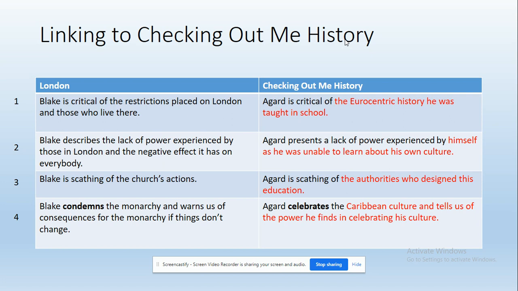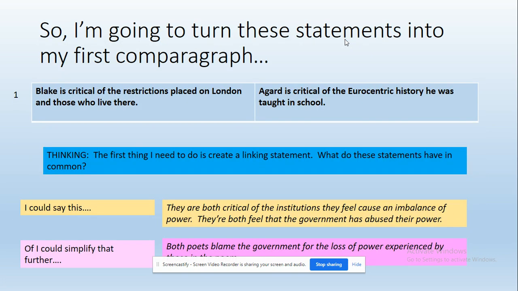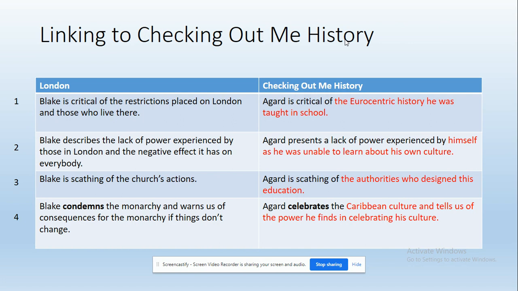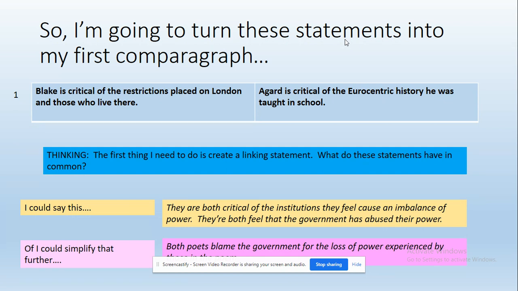So this is the process of what you go through. So I'm going to look at statement number 1. Blake is critical of the restrictions placed on London and those who live there, and Agard is critical of the Eurocentric history he was taught in school. And so here's the statement. So I'm going to turn these statements into my first comparagraph. So Blake is critical of the restrictions placed on London and those who live there. Agard is critical of the Eurocentric history he was taught in school.